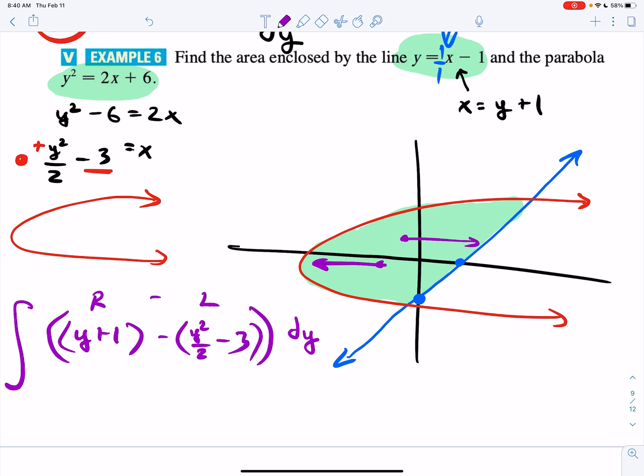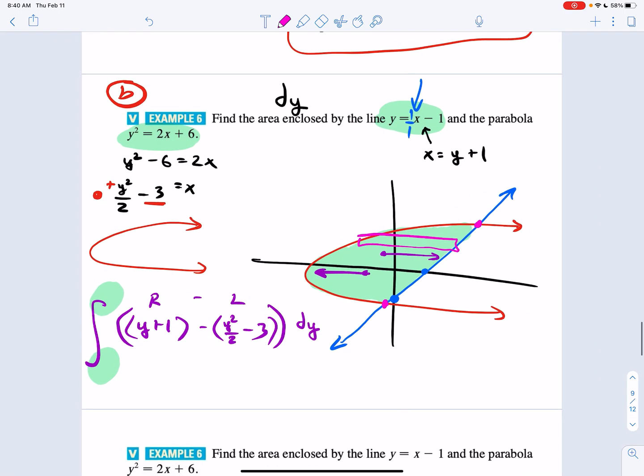Okay, what am I missing here? All I'm missing are my bounds. How do we find our bounds? Remember, to find out where the bounds start and stop, that's pretty much where they intersect. So we're trying to look at where these horizontal rectangles are starting and stopping, right? And they happen right at the intersection point. So we're going to go ahead and set these two equations equal to each other. So y plus 1 will equal y squared over 2 minus 3.